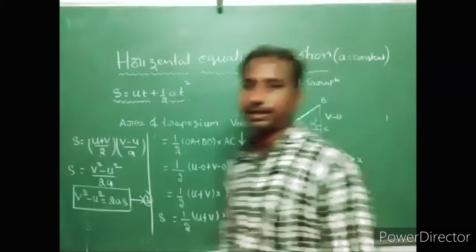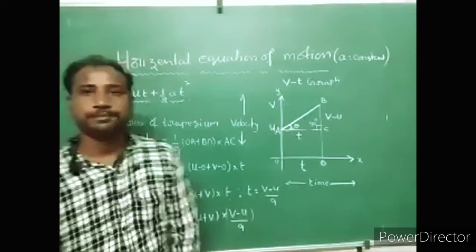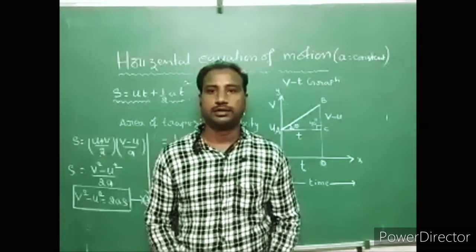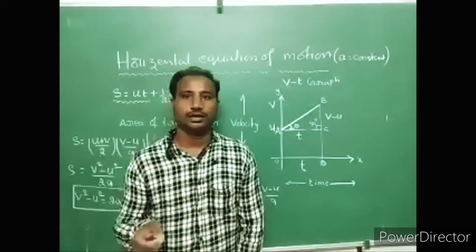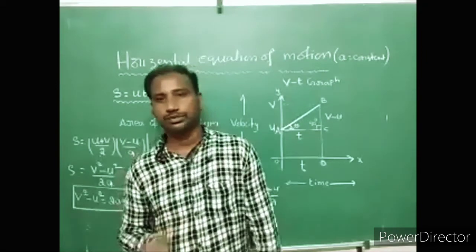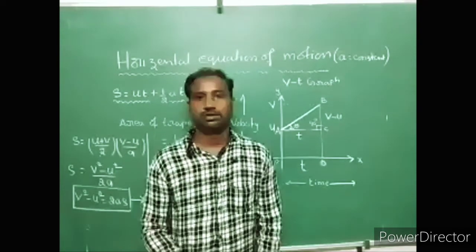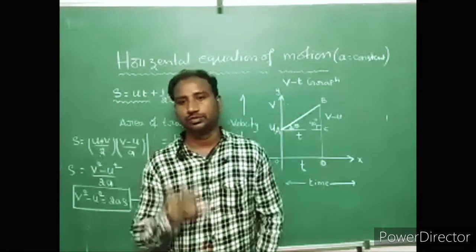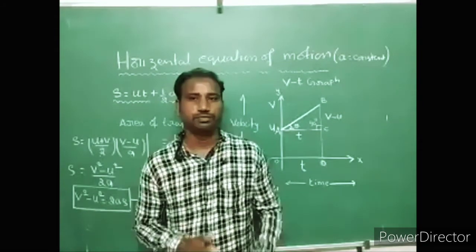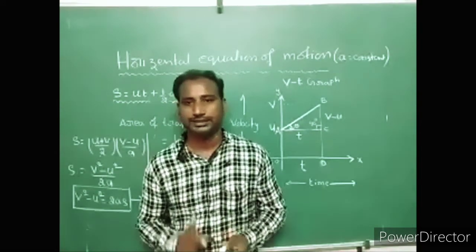Okay, students, we completed these three equations. What are the points we discussed today? Today we discussed the horizontal equations of motion with a constant acceleration. How many horizontal equations of motion are there? Four. First one, v equal to u plus at.